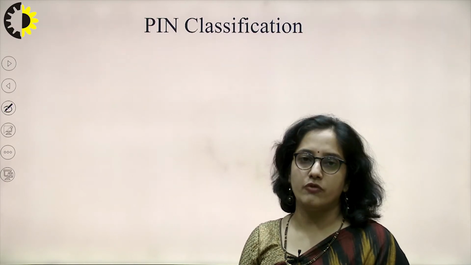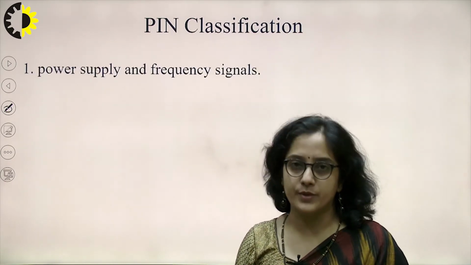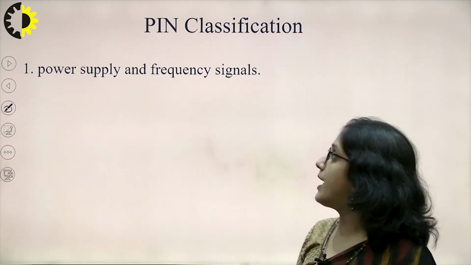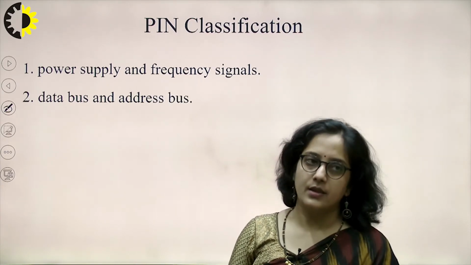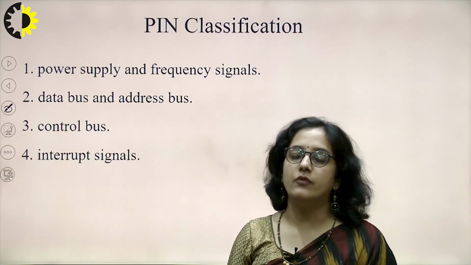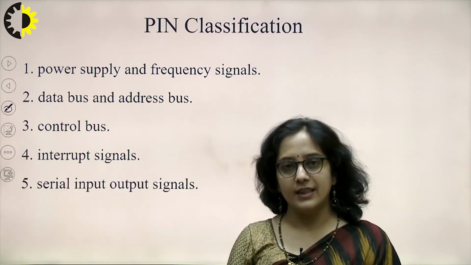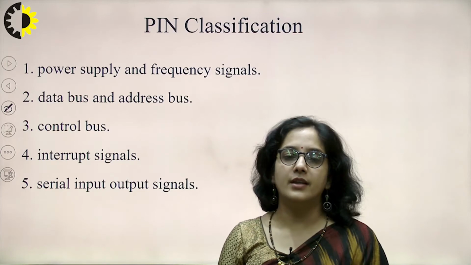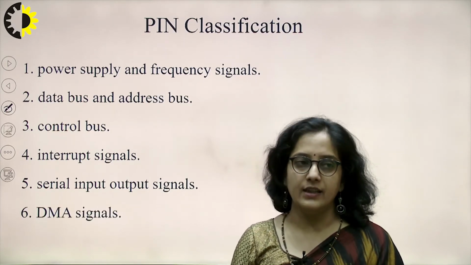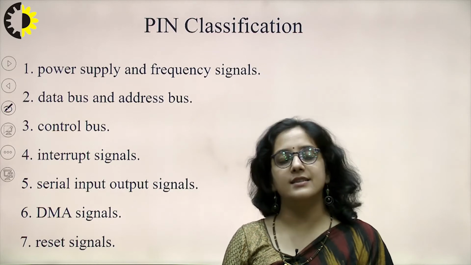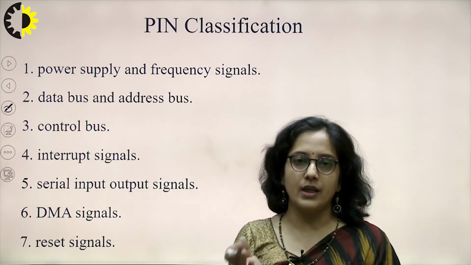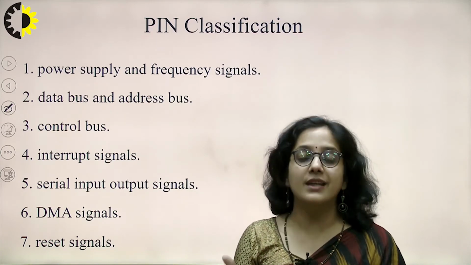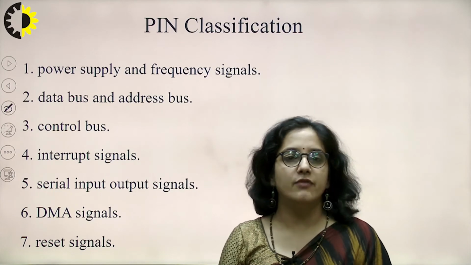So now this total 40 pin configuration of 8085 is divided into 7 groups. The first group consists of power supply and frequency signal. The second group consists of data bus and address bus. The third one is control bus. The fourth is interrupt signal. The fifth is serial input output signals, where I told you SID and SOD signals are there. The sixth is DMA signals, and the last is the reset signals, which are used by the microprocessor either to reset other devices, or another device uses a signal to restart the microprocessor. So, we will see one by one.